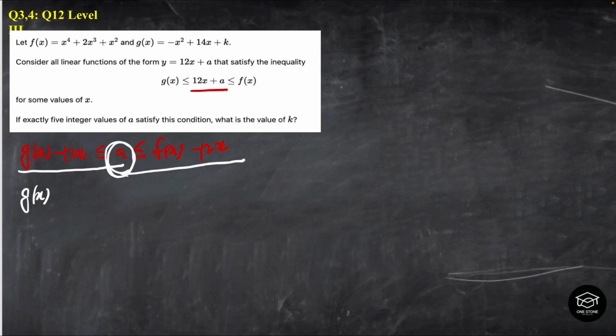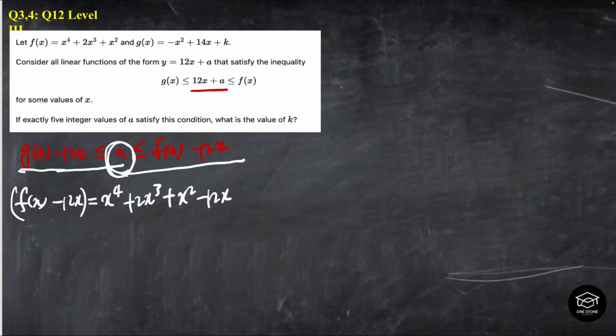Let's find where this distance is maximized, or more accurately, where the gap between the two curves allows exactly 5 integers to fit. We start with f of x minus 12x. That's x to the fourth plus 2x cubed plus x squared minus 12x. To find its minimum, we take the derivative. The derivative is 4x cubed plus 6x squared plus 2x minus 12. We set that equal to 0.